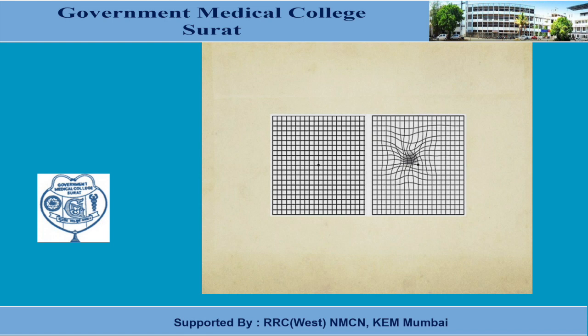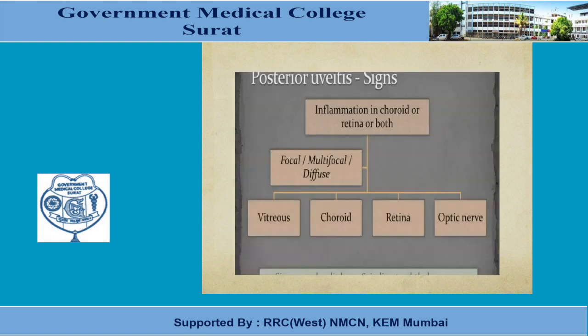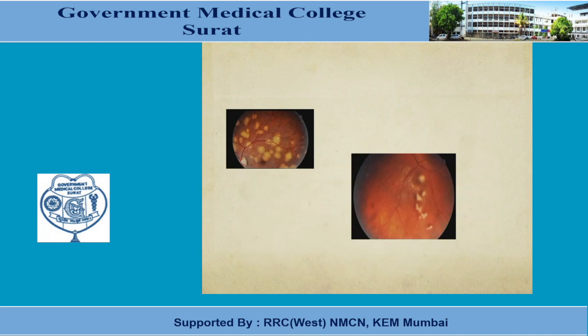Okay, next. So, inflammation in the choroid or retina or both can present either as focal, multifocal or diffuse, I told you. And it is the inflammation into the vitreous, choroid, retina or even the optic nerve causing papillitis. Next. So what is that? If we talk about choroiditis, focal, multifocal or diffuse? At least you can say it is multifocal.